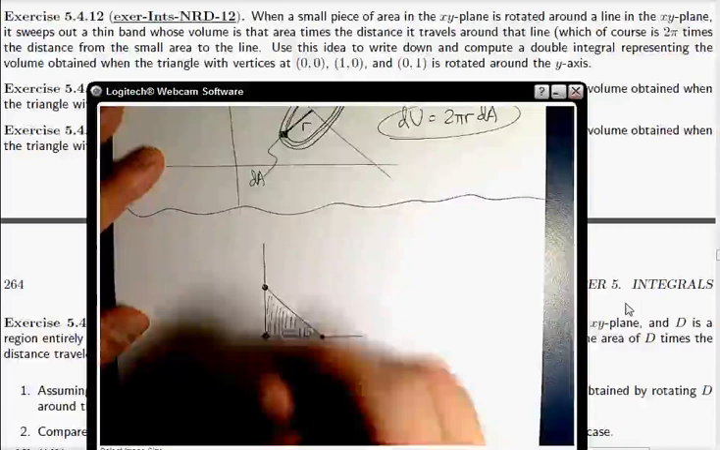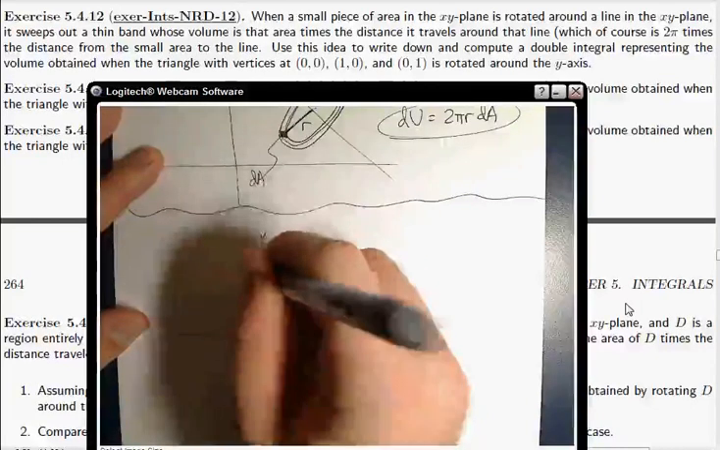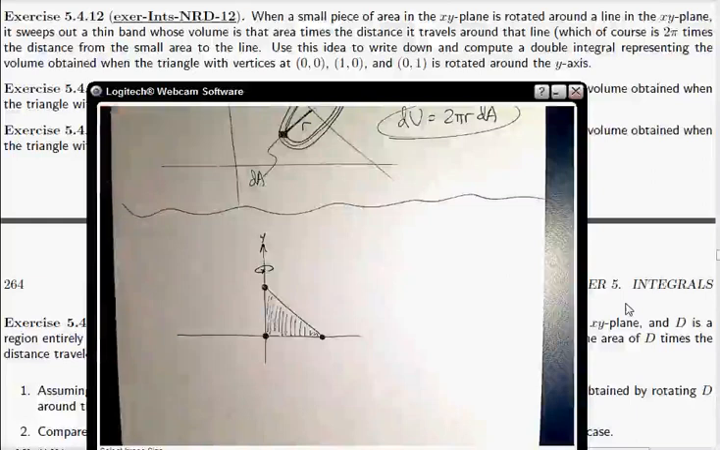We're going to rotate that around the y-axis. Here's the y-axis, so we're going to rotate that like that. And that sweeps out a certain amount of volume. You might view this as something we did in single variable calculus classes. Is it a cone? Yeah, it makes a cone. That's exactly right.